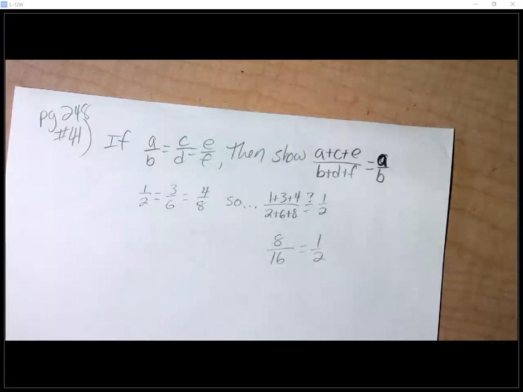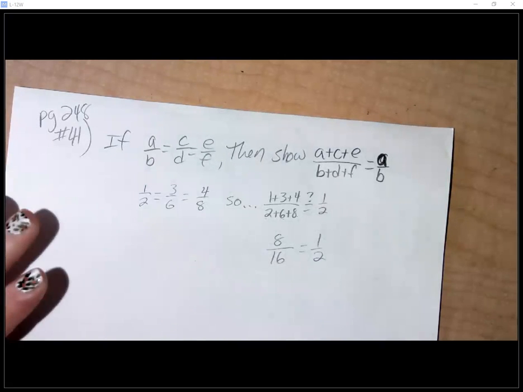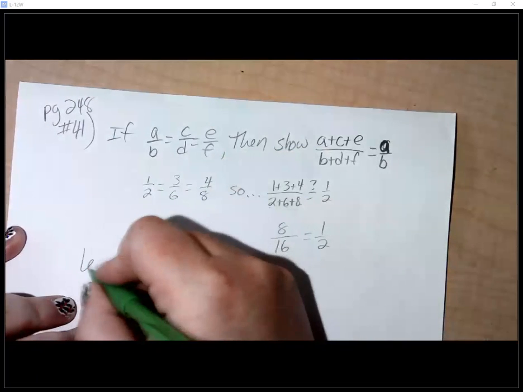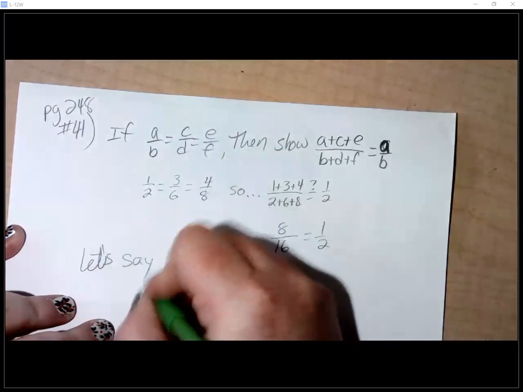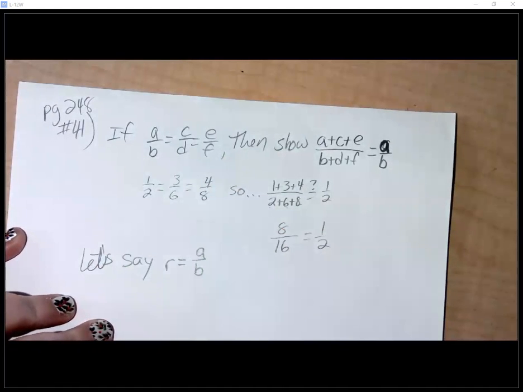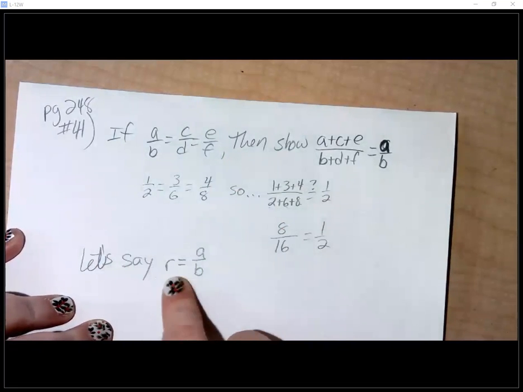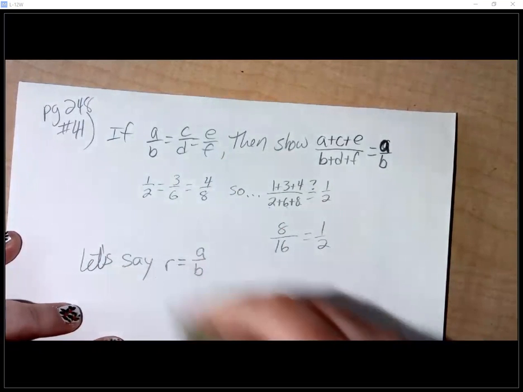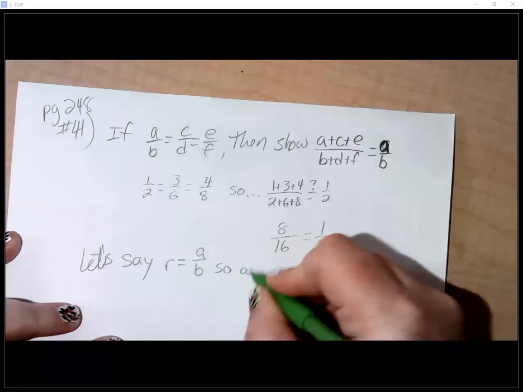Allow me to give you a little hint. What if we introduced an outside variable to sort of help us along the way? Let's say, for example, R was equal to A over B. Now I have created for myself basically a new proportion. I can now say that A is equal to B times R, right? Couldn't I just multiply both sides by B? So A is now equal to B times R.